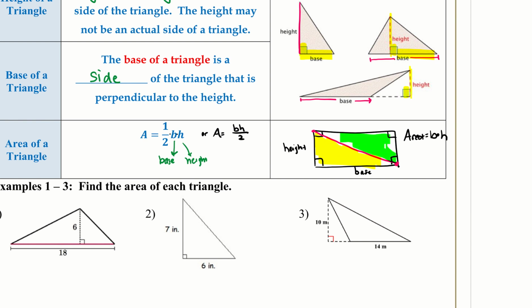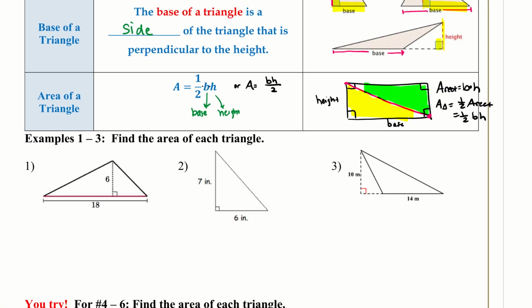These two triangles are the same. They are congruent to each other by side angle side because of the opposite sides of the rectangle being the same and the right angle. But so what ends up happening is the area of the triangle is half of the area of the rectangle. And since the area of the rectangle is base times height, it's 1/2 of base times height. And that's where our formula is coming from.